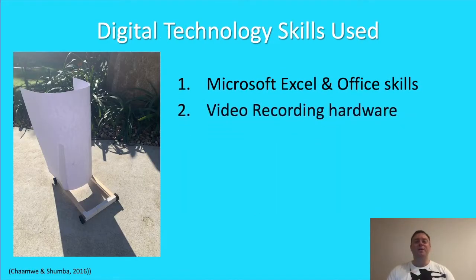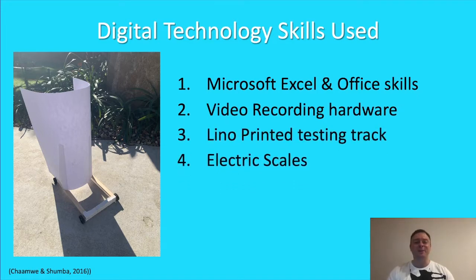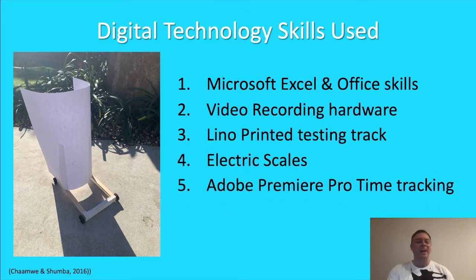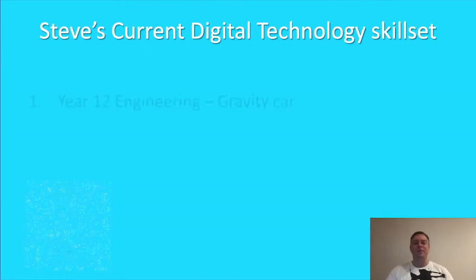According to Chumbar and Chumbar, having an advanced understanding of creating spreadsheets is handy when inputting and analyzing data. I have a deep understanding from my software engineering background with Excel. An iPad and an iPhone were used to record the raw footage, with the testing track being designed and printed from an industrial printer. Electronic scales were then used to weigh each iteration of the prototypes, with Adobe Premiere Pro used for the final edit, and to measure how fast the car was traveling frame by frame.